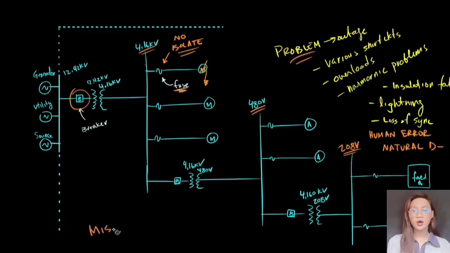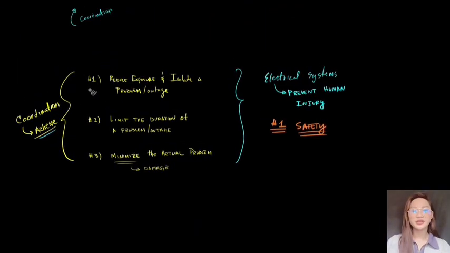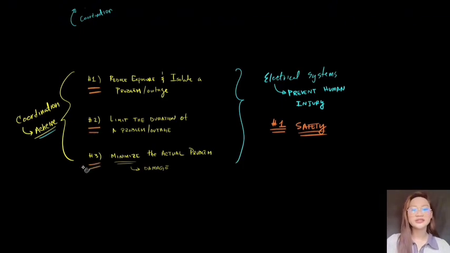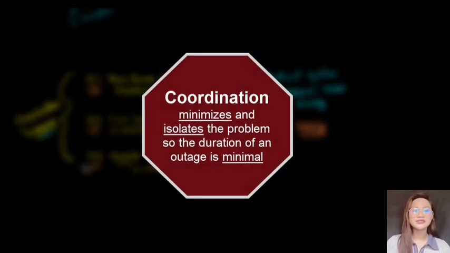So that's what we call a miscoordination. It did not coordinate properly, which means that the three rules were not applied. The miscoordination does not achieve rule number one. A miscoordination does not achieve rule number two, and miscoordination certainly does not achieve rule number three. So to put it very simply, coordination minimizes and isolates the problem so the duration of an outage is minimal.